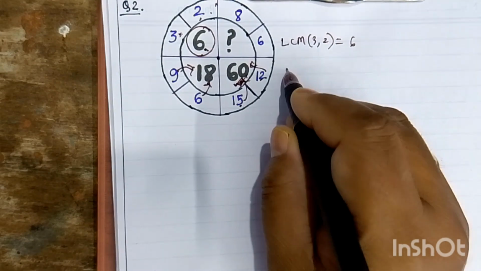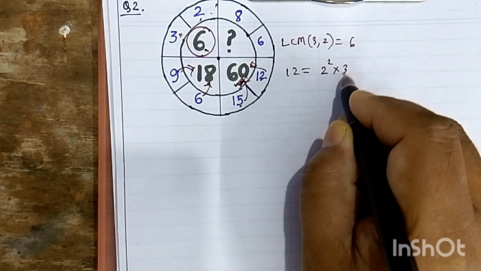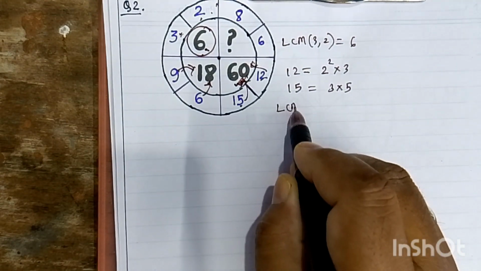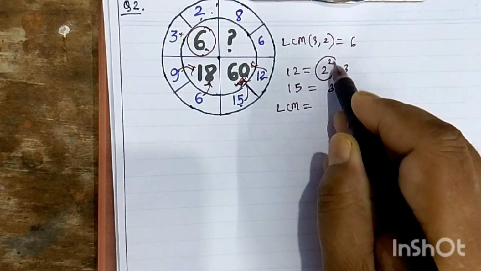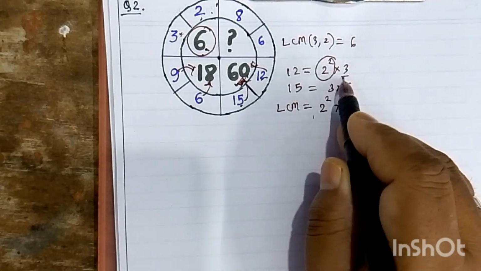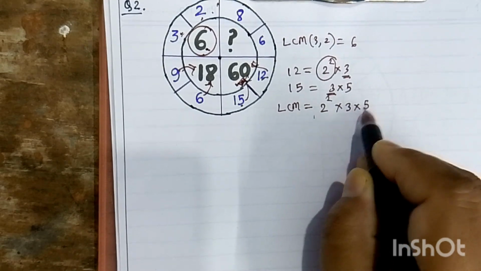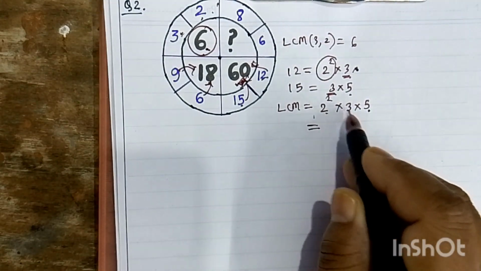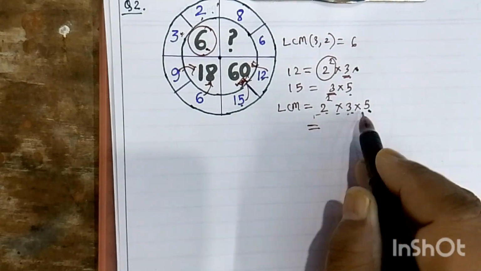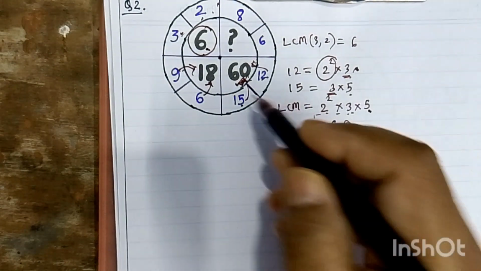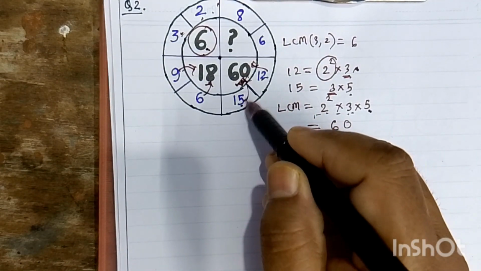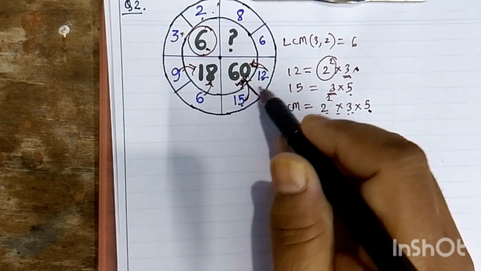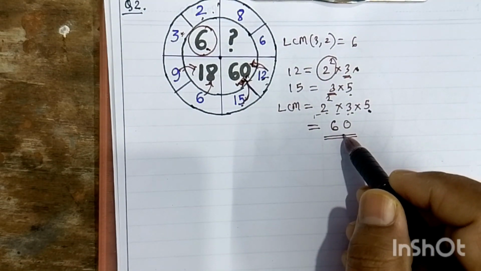LCM of 12 and 15: we factorize 12 as 2 square into 3 and 15 is equal to 3 into 5. When we take the LCM, definitely we take all the powers. 2 square we have to take, then we have to take 3 also, and then we have to take 5. So 2 square is equal to 4, 4 times 3 is 12, and 12 times 5 is 60. 60 is the LCM. So 60 is divisible by 15 and by 12. Definitely it is a multiple of both numbers, and it is the lowest common multiple.